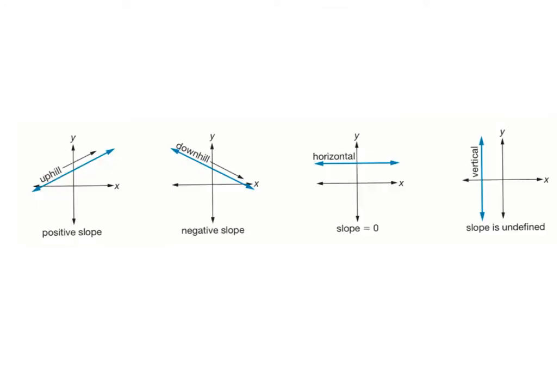On this hand, positive slope should go up, negative slope should go down. Then you have your horizontal and vertical. All right, that's at the bottom of that page. Positive, negative, 0, and undefined.